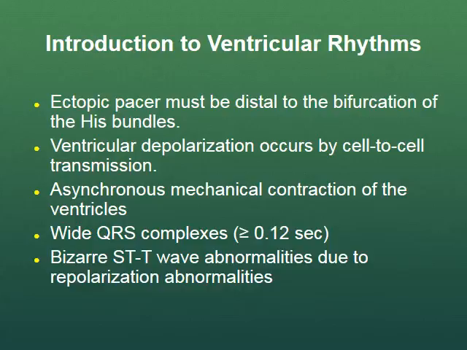Be aware of that, and this is why I was saying that you have to rule out any other type of origin for a wide QRS before you can say that you have a bundle branch block. If we have a ventricular rhythm, we need to know that. We can't assume that a ventricular rhythm is just coming from a bundle branch block. So know that with ventricular rhythms, you're also going to have bizarre ST segment and T wave abnormalities because you're depolarizing differently, so you're also repolarizing differently as well.